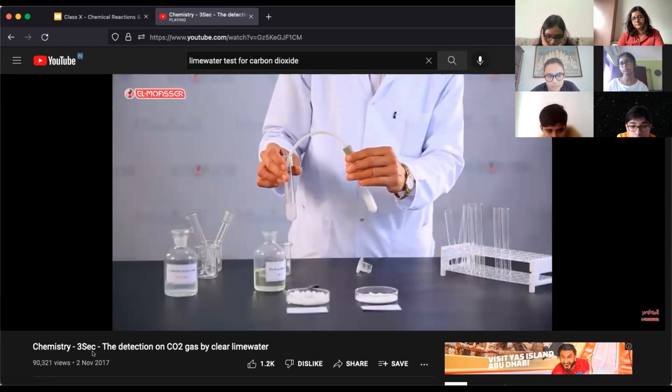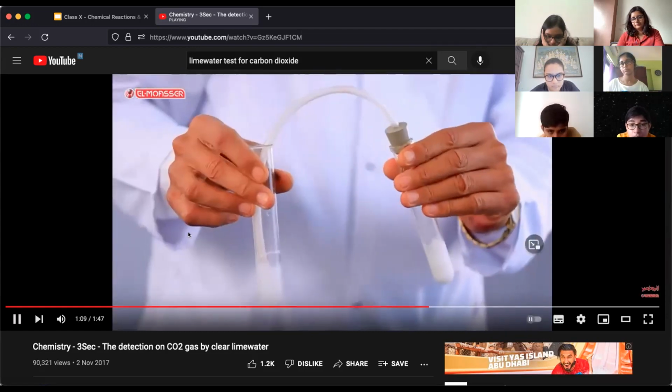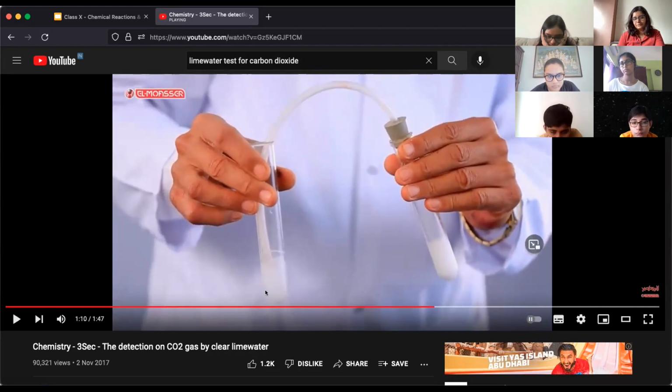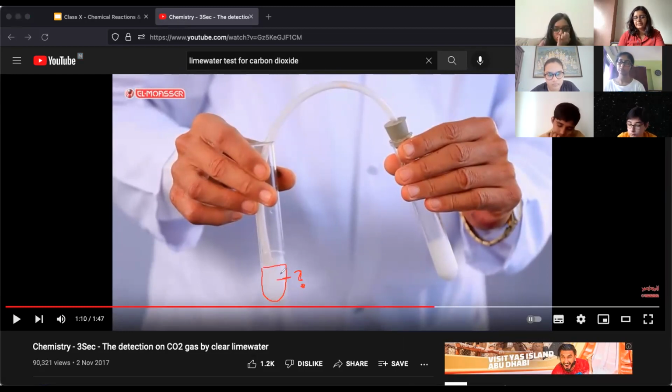What do you observe? Clear lime water turns milky. Now we can see this one has become pure white. So here I'll ask you guys a question. What is there in this test tube? Like what all chemicals, what all substances are there over here? Makes it milky. Calcium carbonate. Okay, only calcium carbonate plus water. Yes. So calcium carbonate does not dissolve in water, therefore it's completely white.